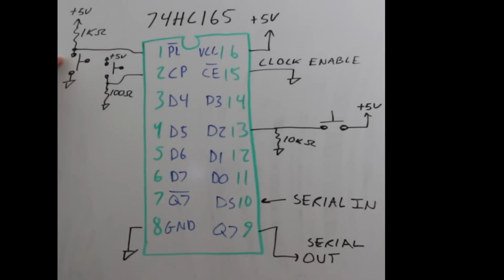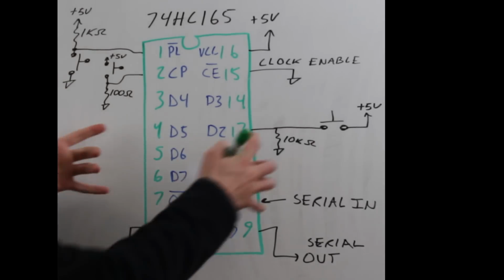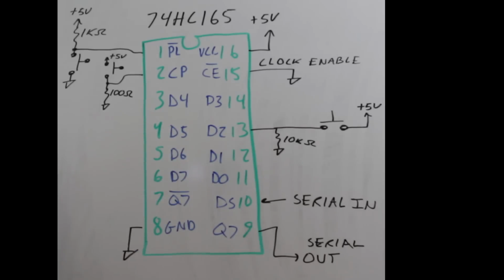So when you pull your parallel load pin low, it'll move the status of all of these pins to the internal registers. And if your digital pin 7 was high, it would make Q7 go high. And then on each rising edge of the clock pin, it'll shift out. So it'd be Q7, Q6, Q5, Q4, Q3, 2, 1, 0, and then whatever was on DS here. Okay, so that's how the serial in works, which we'll talk about more when I demo the daisy chain configuration.